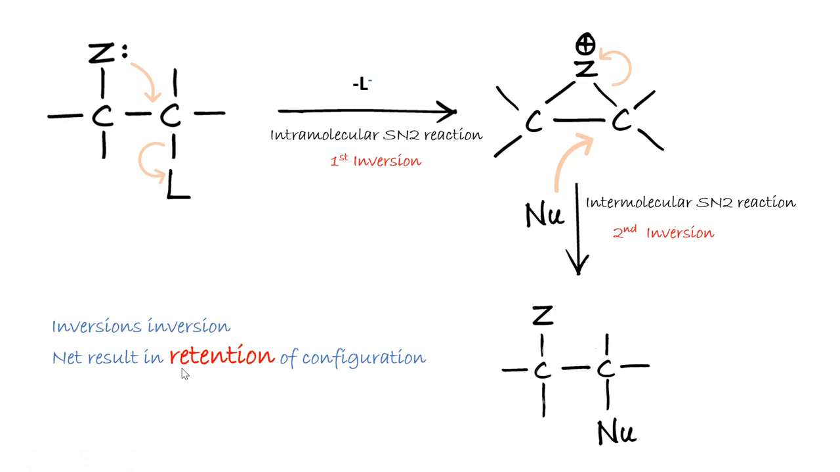One more important point about neighboring group participation reactions is that the rate of these reactions depends only upon the substrate, as the first intramolecular SN2 reaction is a slow reaction and the second intermolecular SN2 reaction is a fast reaction. The attacking nucleophile Z and leaving group L are both present within the same molecule, and there is no participation of an external nucleophile in this slow, rate determining step. Because of that, the rate of these NGP reactions depends upon only one substrate. So these are first order rate reactions.